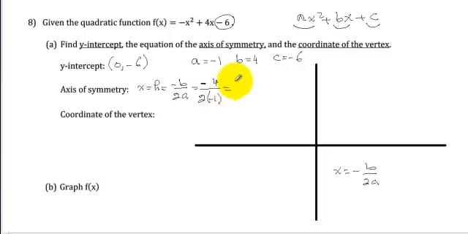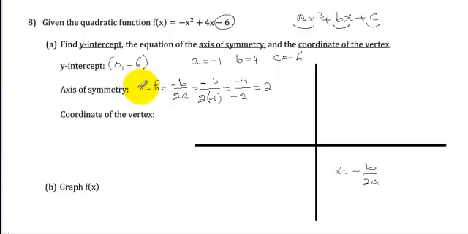And then finally, it's equal to minus 4 over minus 2. Minus 4 over 2 times minus 1 is minus 2. Finally, it is minus 4 divided by minus 2, which is equal to 2. Now the third part is the coordinates of the vertex.